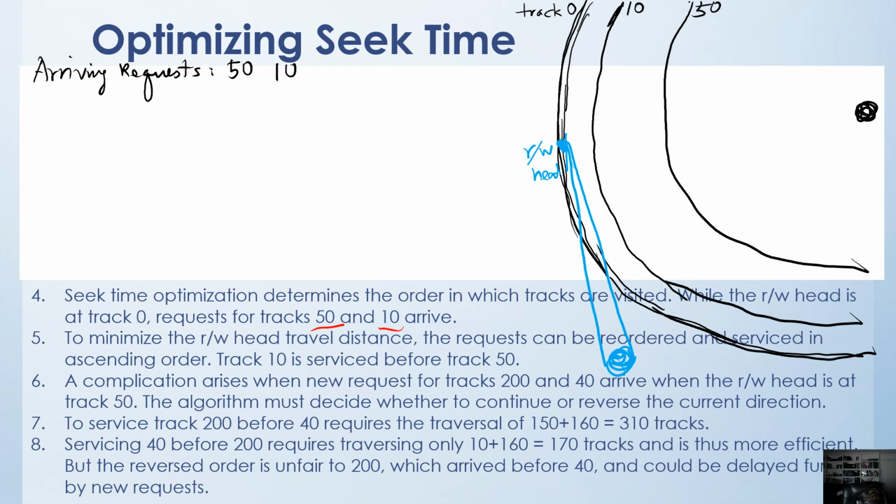Now, if we want to serve track 50 and then 10, we need to move the read and write header. We're going to rotate the arm. Here's the arm. We rotate the arm to this position. That's track 50. Serve track 50, and after it's done, we need to rotate it back to track 10. So in this case, the read and write header travels this way and then goes back.